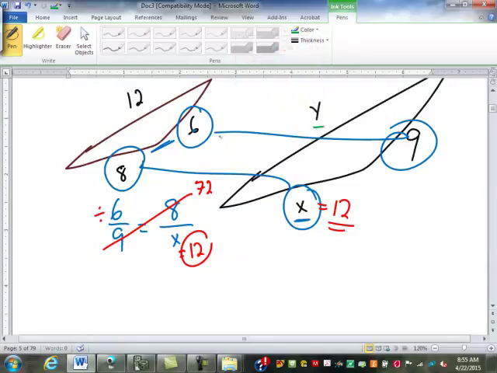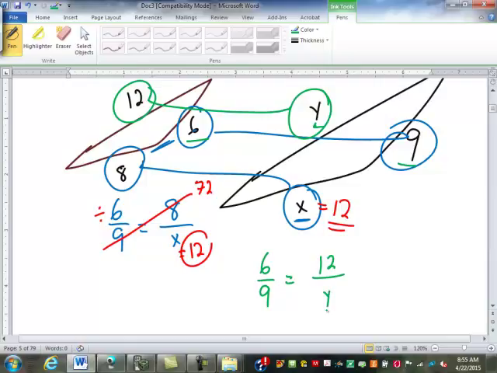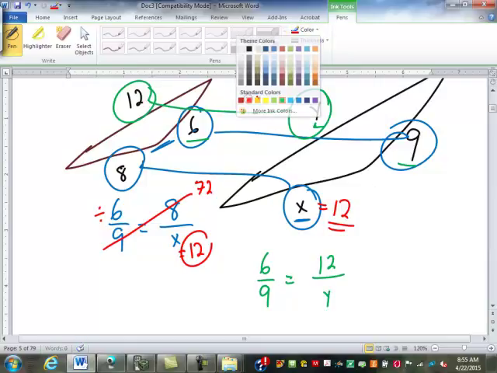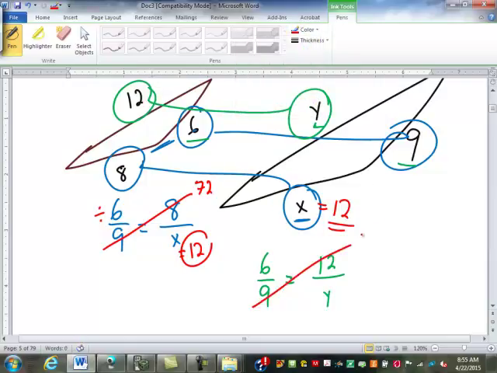To find y, well, we still have the 6 and the 9 that go together. 6 still goes to 9. Y matches up with 12. The 12 goes on top because it's with the 6. Y goes on bottom. And we will cross multiply and divide. 9 times 12 is 108, divided by 6 is 18. So y is 18 units long.